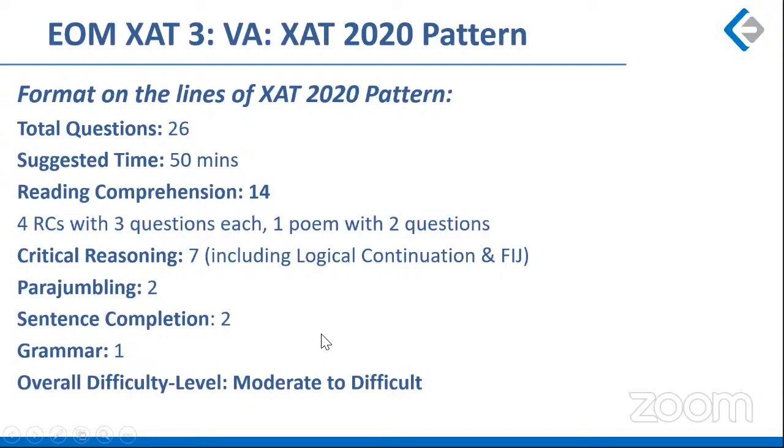The entire sectional can be termed moderate to difficult because the XAT verbal sectional can never be termed as easy to moderate. It is either on the difficult side, moderately difficult, or a very difficult paper. So this one can be termed moderately difficult.